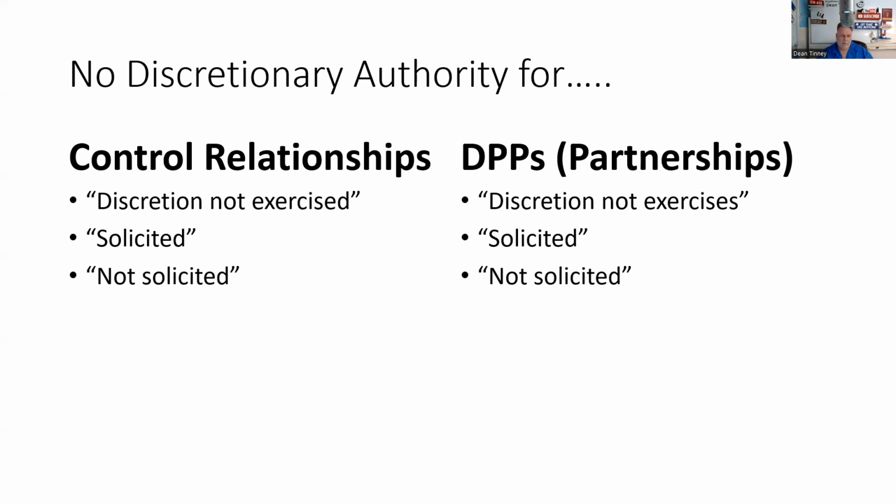I said, well, I'm not allowed to use discretionary authority when there's a control relationship. And he says, okay, let's go ahead and do it. So that's going to be the order ticket, and it will say on the confirm, discretion not exercised, solicited. That would mean my idea.